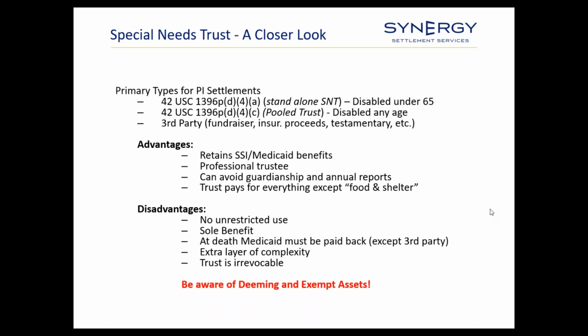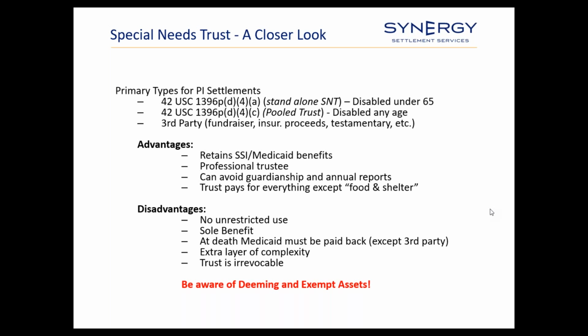So when you look at special needs trusts, it's important to look at the types of special needs trusts and the advantages and disadvantages of each one. The first type of special needs trust is for those who are under 65, and that's a standalone special needs trust. It's typically called a D4A trust. What that means is it's a grantor trust that the injured person who receives the settlement sets up on their own and puts their own money in. So it's a first party trust, meaning they're putting their own money into the trust.